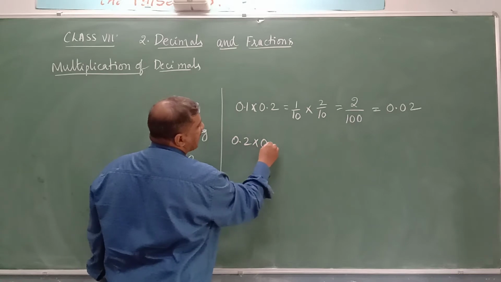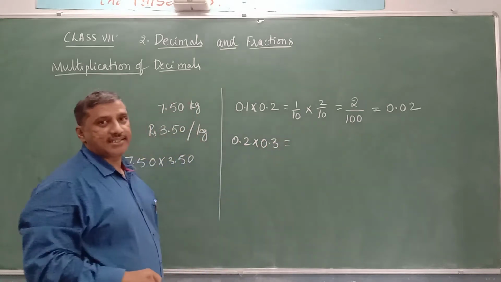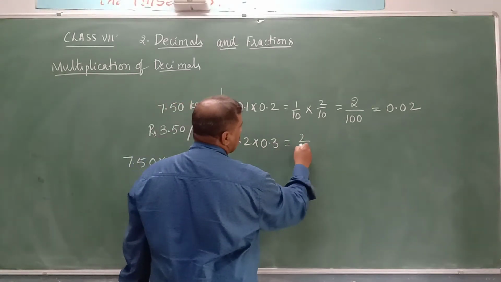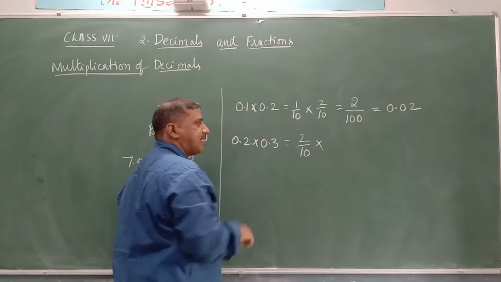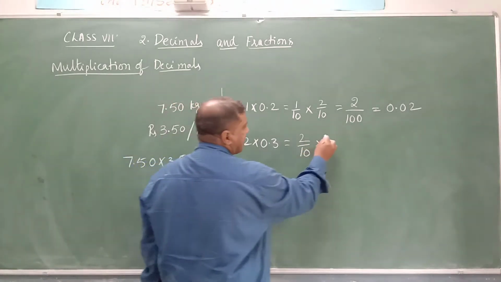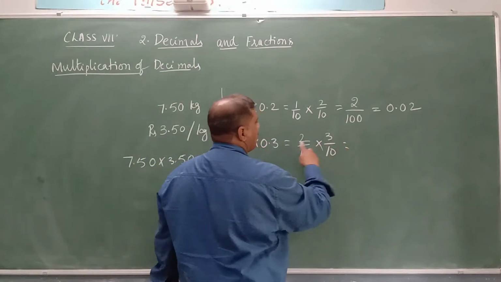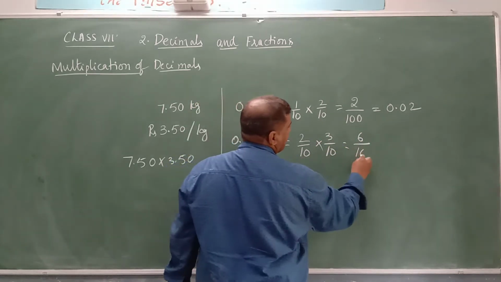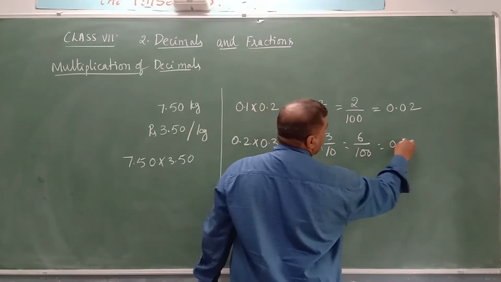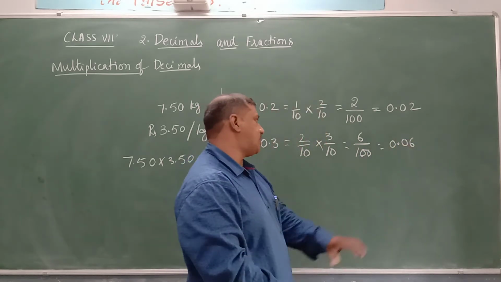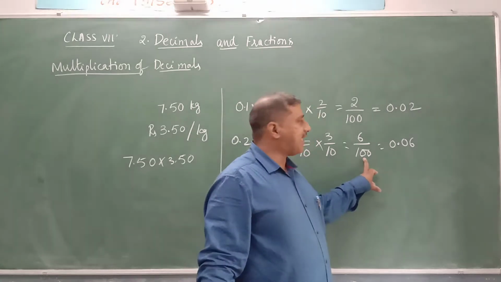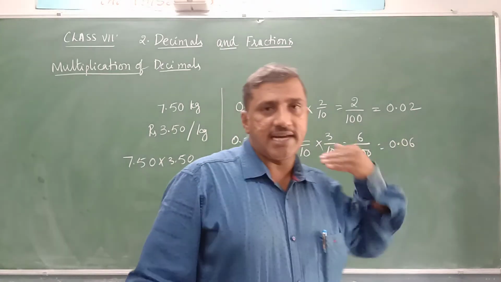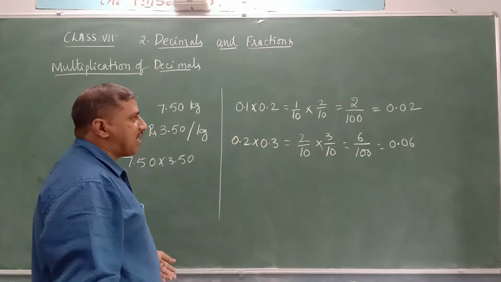Similarly, take one more example. 0.2 is multiplied with 0.3. Yes, convert these two decimals to fractional form. 0.2 means 2 by 10, into 0.3 means 3 by 10. Multiply the fractions. 2 into 3 is 6, divided by 10 into 10, it is 100. 6 by 100 means it is 0.06. As 2 zeros are there in the denominator, we have to keep the decimal point after 2 digits from right side to left side, and we get 0.06.